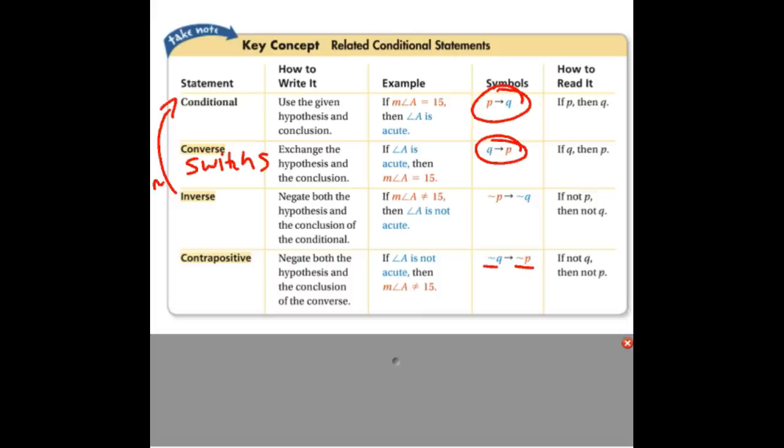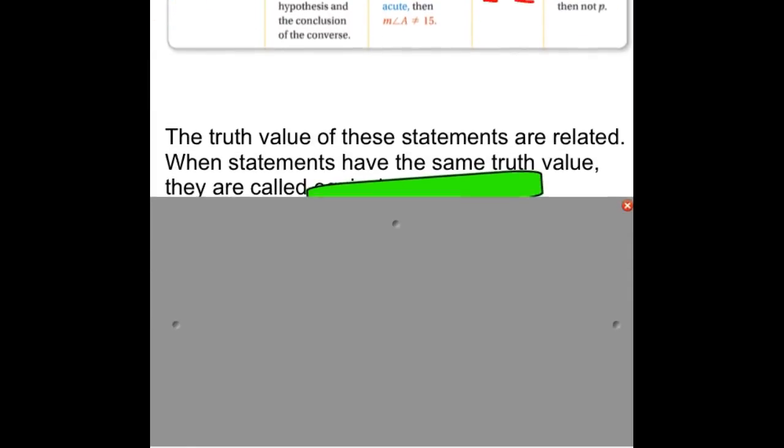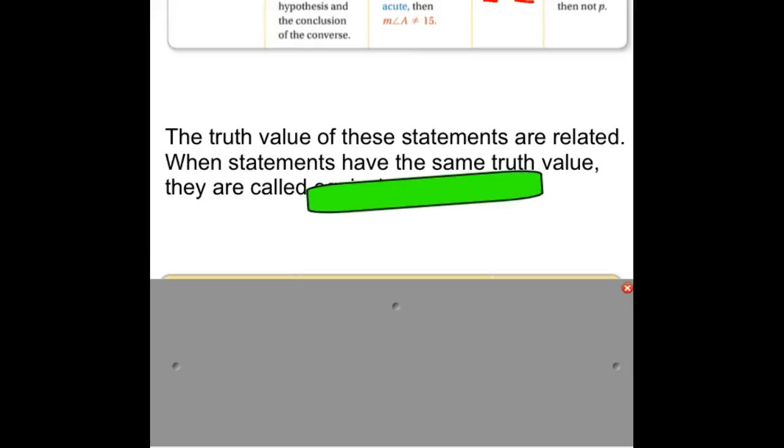So you have your conditional, if P, then Q. Your converse just goes, hey, let's switch that around. If Q, then P. And your inverse says, hey, let's go all the way back to the conditional and just negate everything. Not P means not Q, and the contrapositive switches and negates. It does it all. This is great note card material, by the way. So the truth value of these statements are related. When statements have the same truth value, they are called equivalent statements.